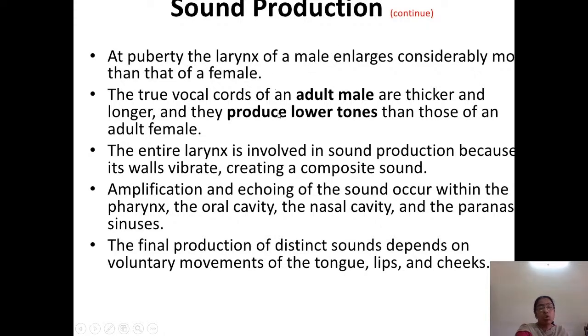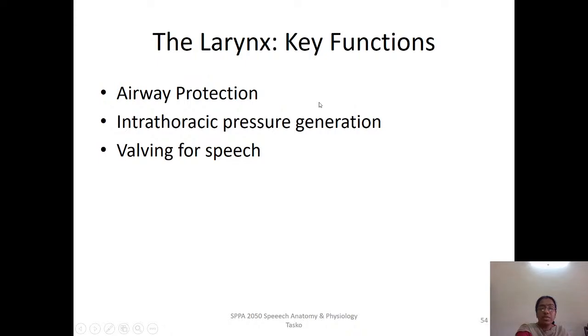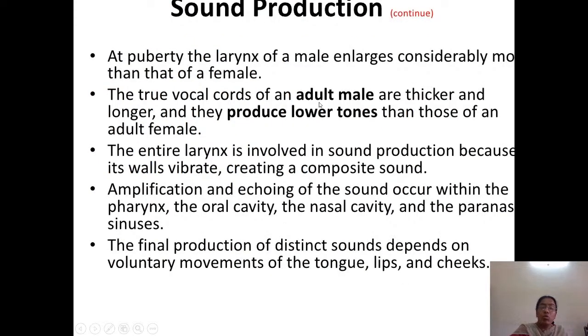Next, the vocal cords of the adult male are thicker and longer, and they produce lower tones than those of the adult female. So the male voice at some places will be lower. The true vocal cords of the adult male are thicker and longer, and they produce low tones compared to those of the adult female.